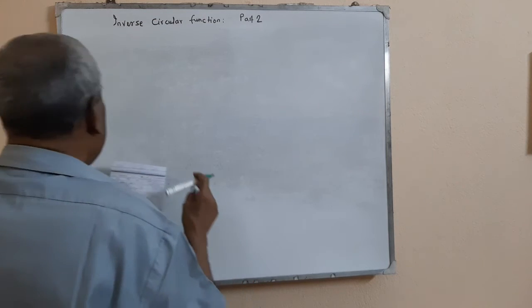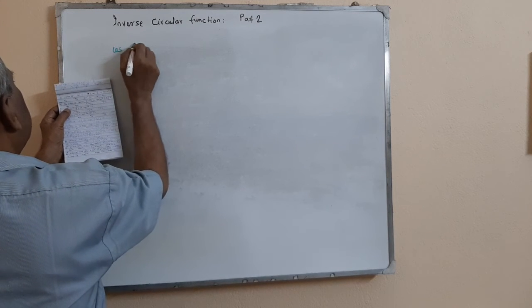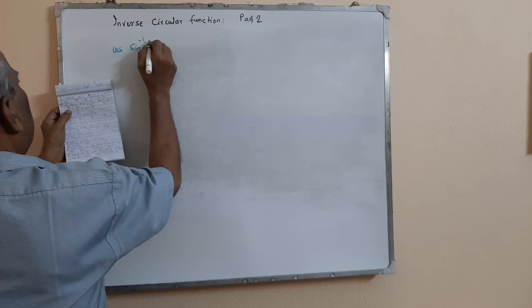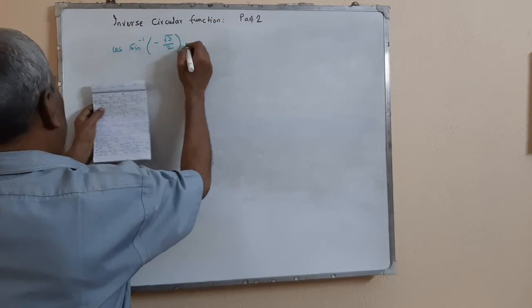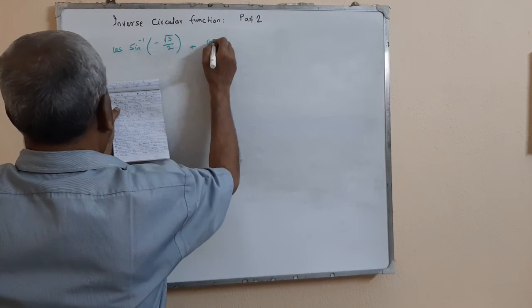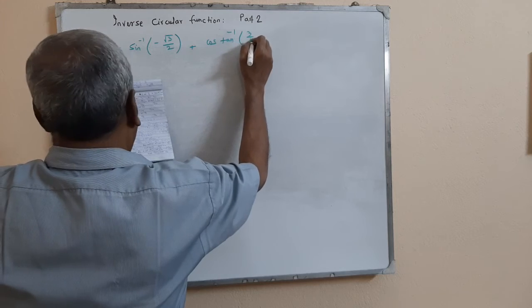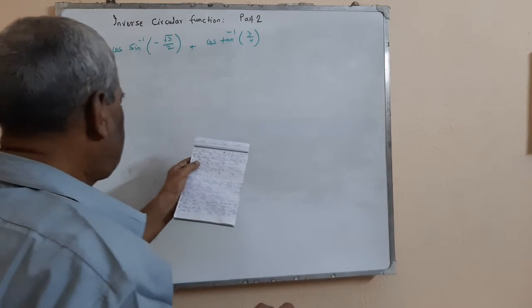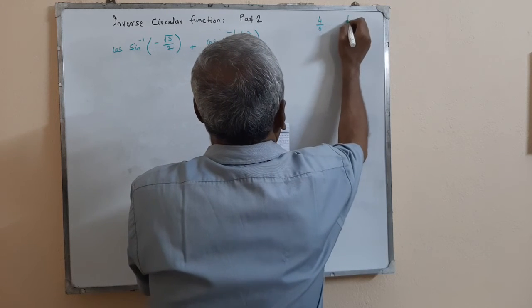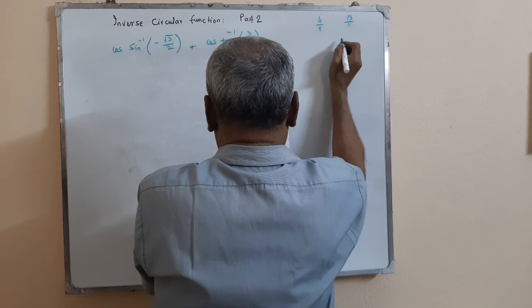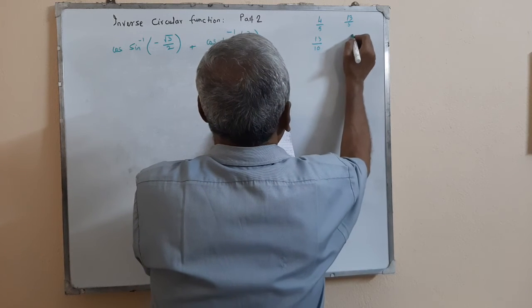Next, the value of cos of sin inverse minus root 3 by 2 plus cos of tan inverse 3 by 4 is equal to. Options: 4 by 5, 13 by 5, 13 by 10, and 10 by 13.